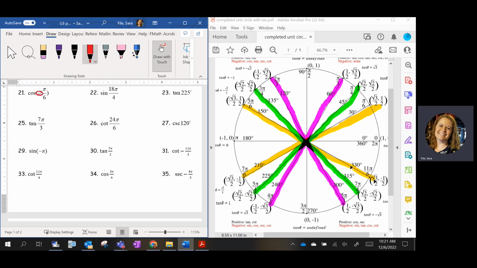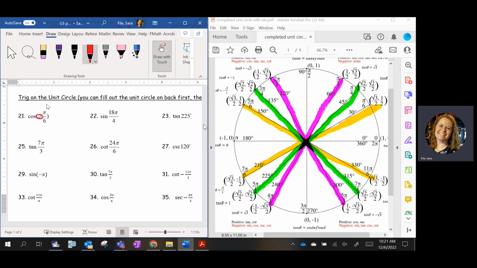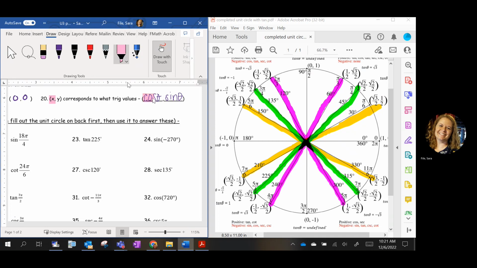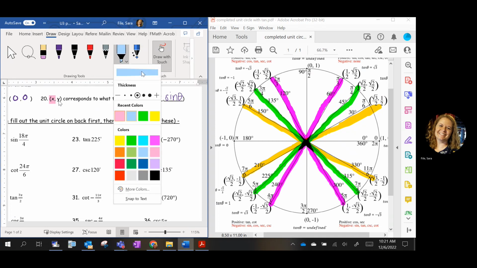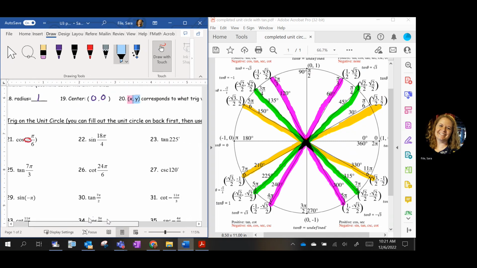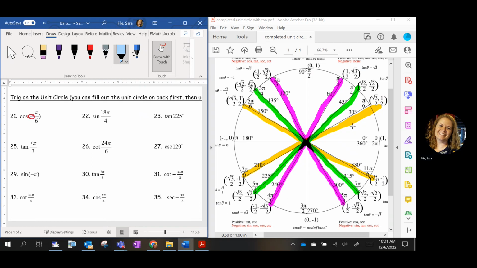So this is where I'm looking on my unit circle, and I want to know what is cosine. You have to remember that on your unit circle, X and Y correspond to cosine and sine. So X is cosine. And Y is the sine value. So when it says they want cosine there, they want the X value. So at this point, the X value is square root of 3 over 2. And that's my answer.